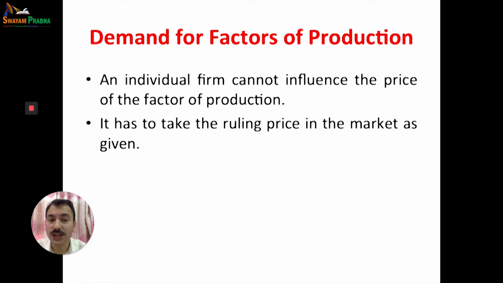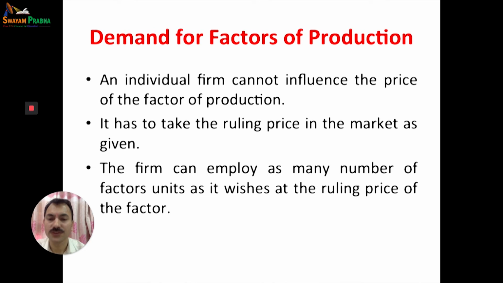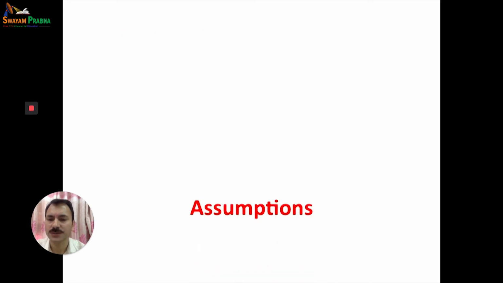An individual firm cannot influence the price of a factor of production, because of perfect competition. It has to take the ruling price in the market as given. Ruling price means the price fixed through the demand and supply forces of the market, which is determined by the industry. The firm can employ as many units of the factor as it wishes at the ruling price of the factor.